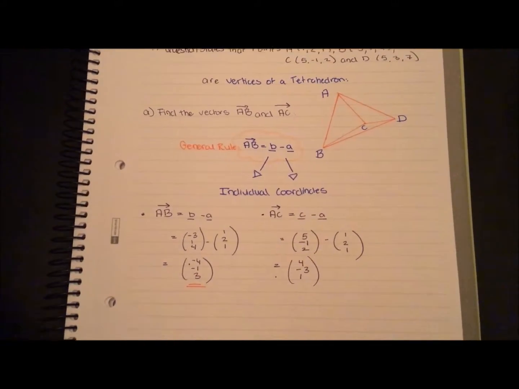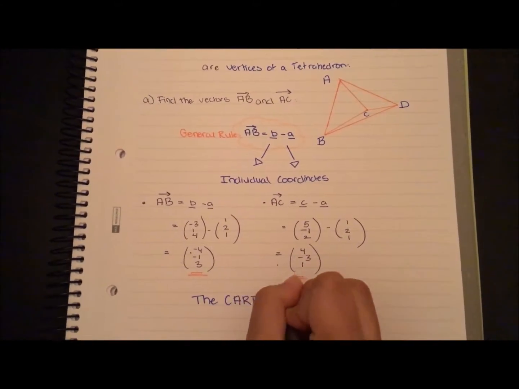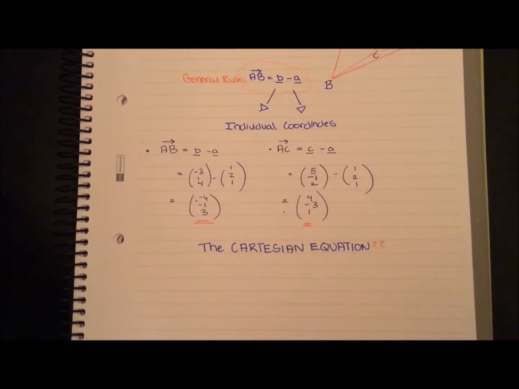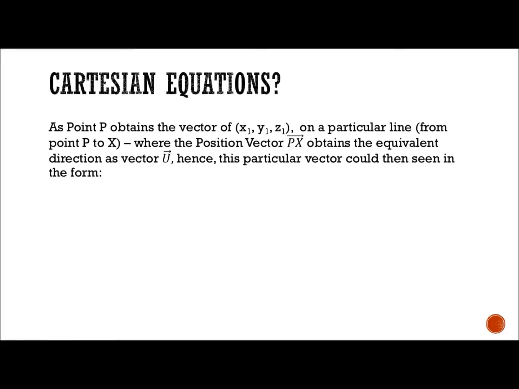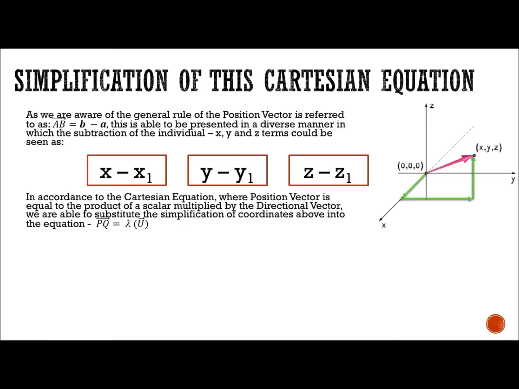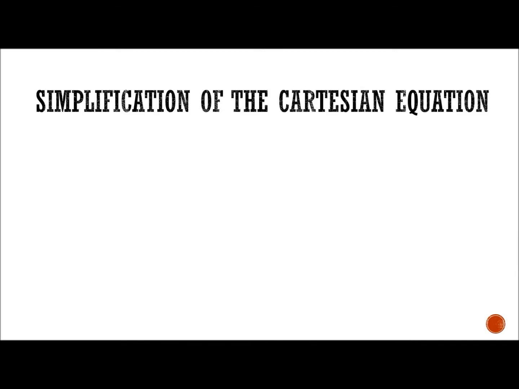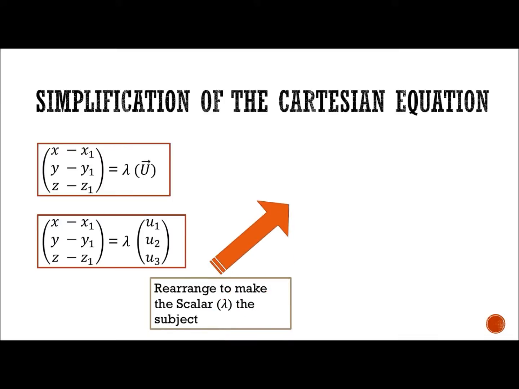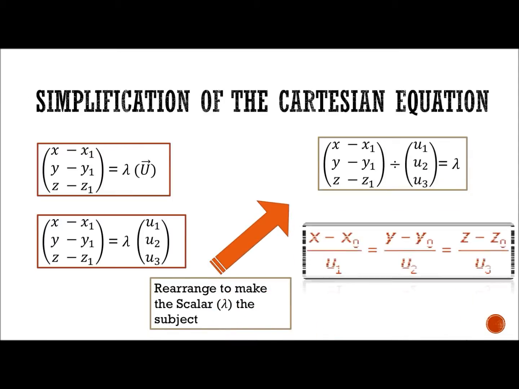Next, by obtaining this information, we need to find the Cartesian equation of the plane that contains the face ABC. As a pause to these calculations, an overview of the Cartesian equation could be seen as per the following. Where the vector points x1, y1, z1, and directional vectors u1, u2, and u3 are arranged in the following manner.